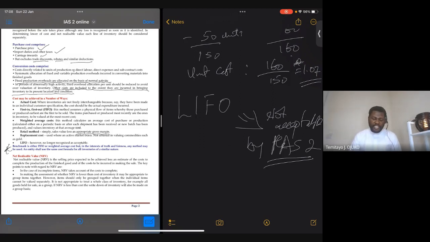An entity shall use the same cost formula for all inventory of a similar nature. We are saying that if you are using FIFO, you have to use FIFO for all inventory of the same kind. It's not as if you use FIFO for one set of your inventory and weighted average for another. For that particular set of inventory A, you have to use FIFO for all of them, or weighted average for all of them.